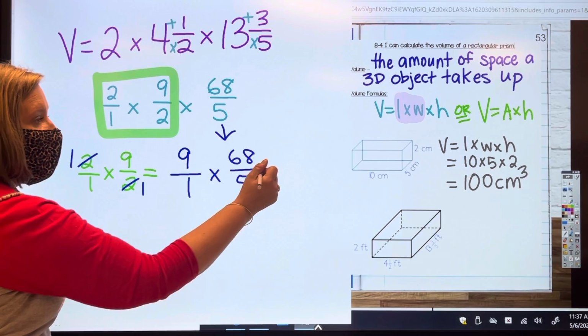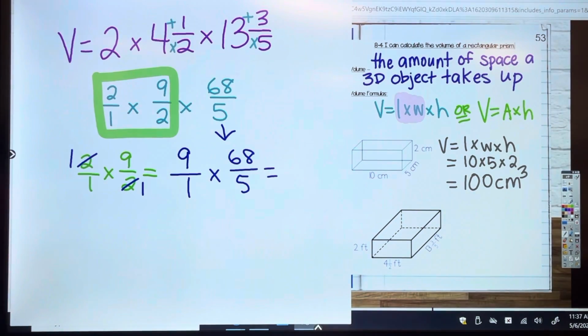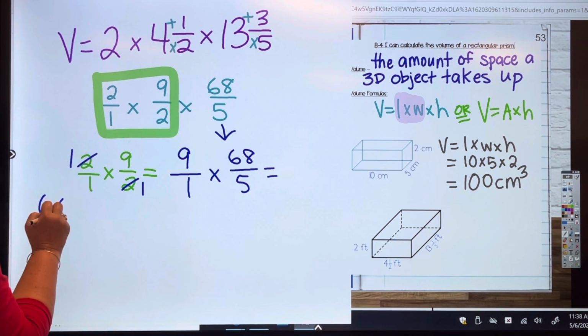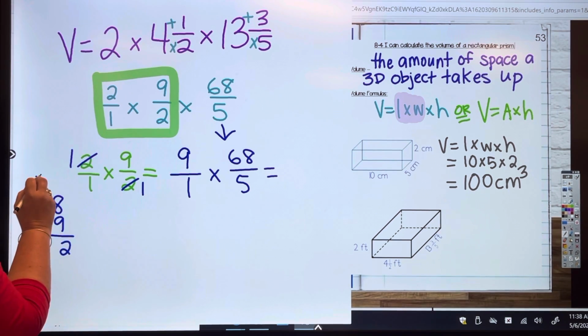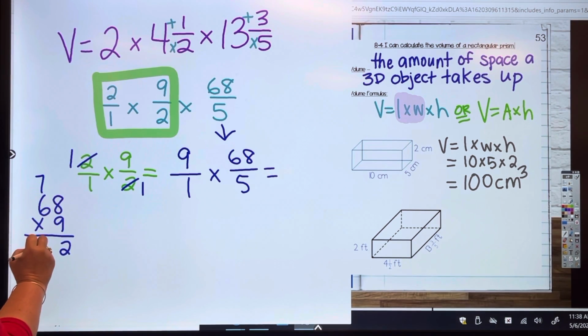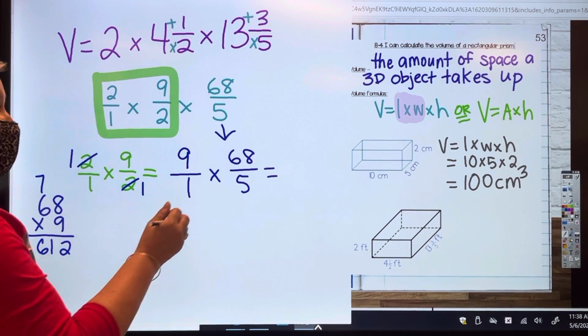We still have one more fraction to multiply by. I want you to multiply that. So now it's 68 times 9, right? 68 times 9. Sounds fun, doesn't it? So fun. If I open my calculator, it's 612. It is 612.